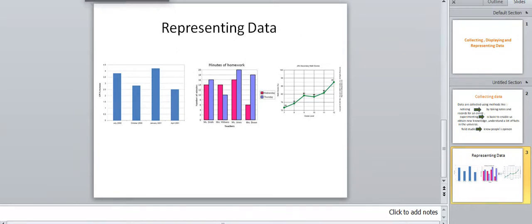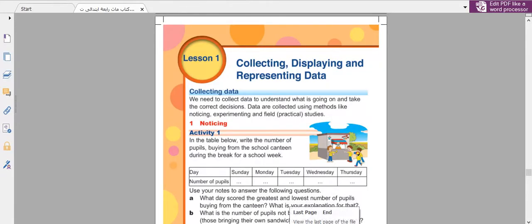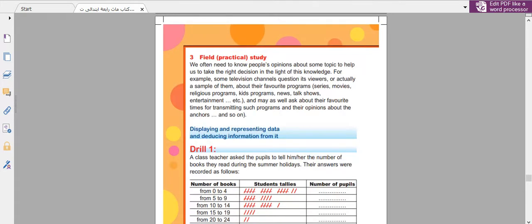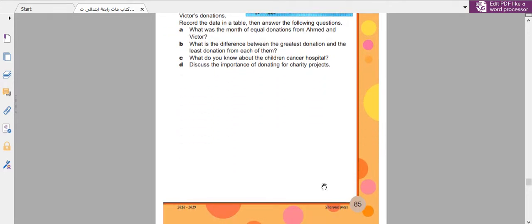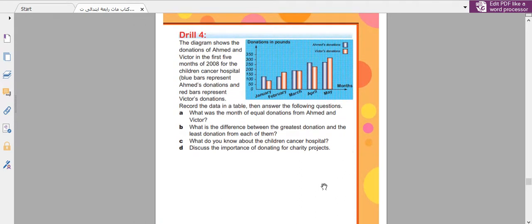Let's go to our book. Open your book, page 85. We had known from last year how to use tables to draw a bar graph or broken line graph. This year we will use a double bar graph to represent data and to answer the questions from this word problem.